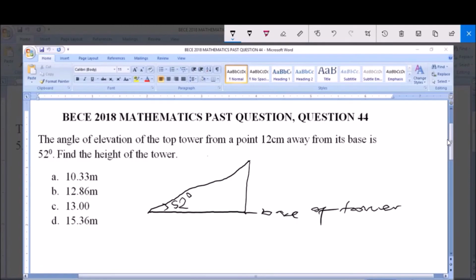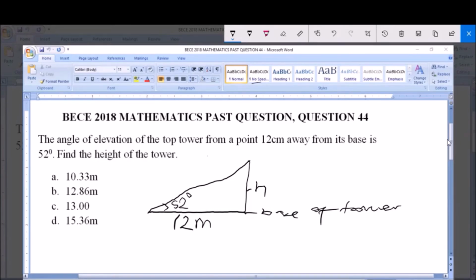And I say the distance from the angle of elevation to the base of the tower is 12 meters. So we have here to be 12 meters. Now this is the height of the tower which we are asked to find, H. Like we know, this is our angle of elevation.